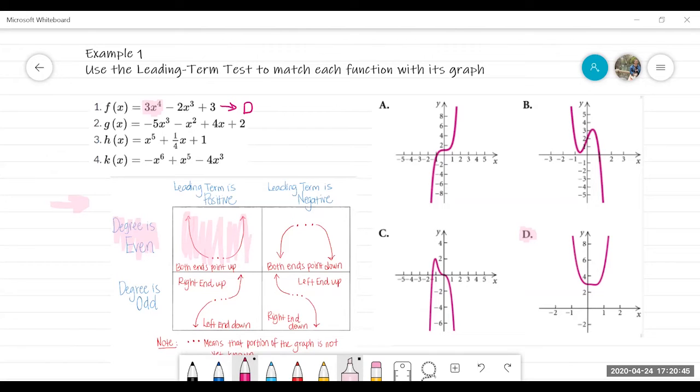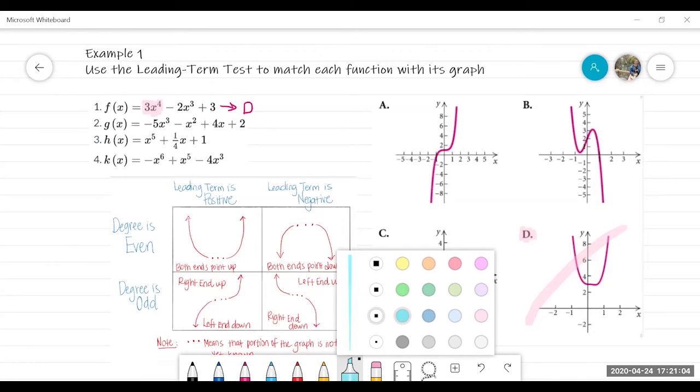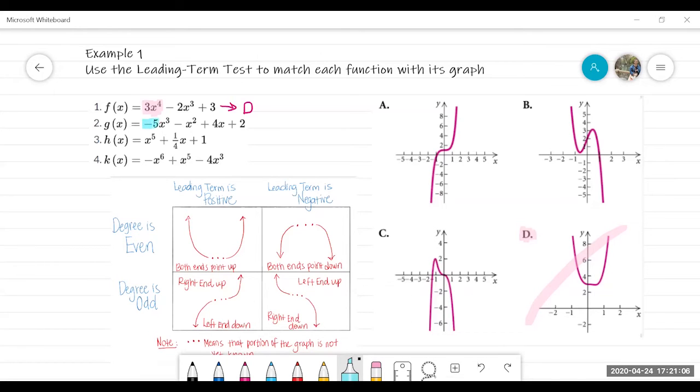So let's do something similar. I'm going to erase my marks over here. And we've already used D. We can even cancel it out if you want, just to get it out of the way, right? Let's go to number 2 this time. So again, leading term, that's this one right here. Most of the time your leading term is the first one that's written, but ultimately when we say leading term, we're talking about the term with the highest degree.